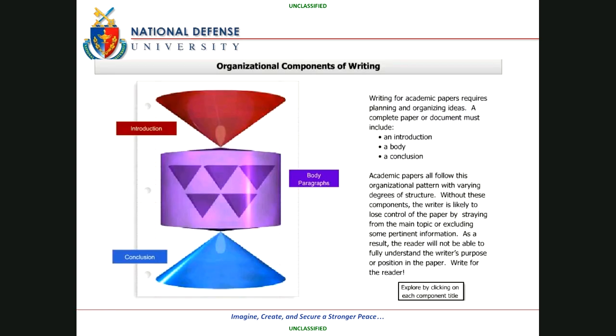So any paper should look something like this, okay? This is a graphical representation of what a paper looks like. It starts with an introduction, and then you have body paragraphs. Let me do my cursor. You have an introduction, and then you have body paragraphs, and then you have a conclusion, okay?